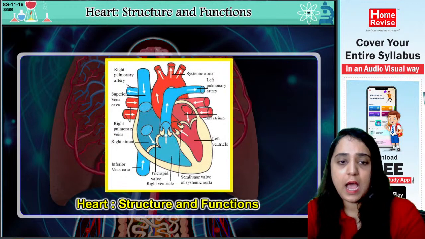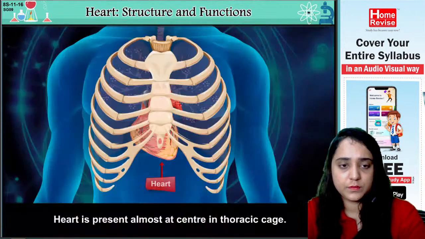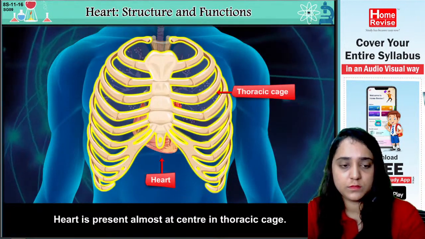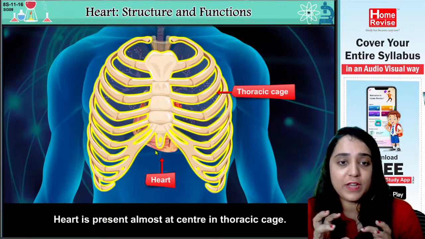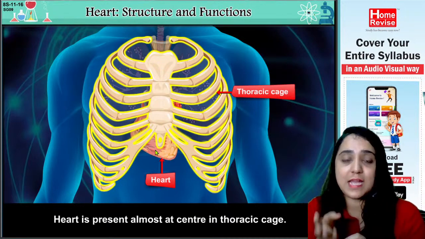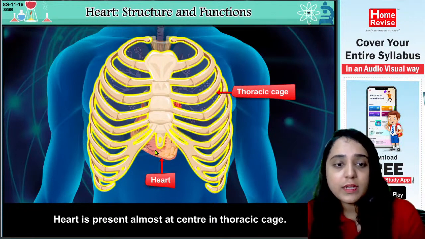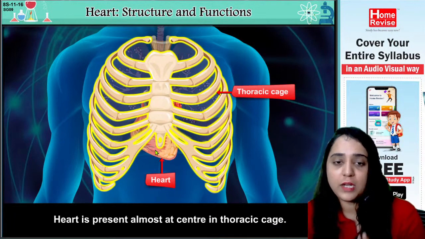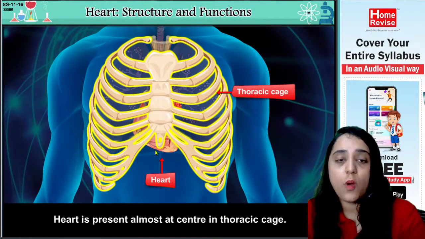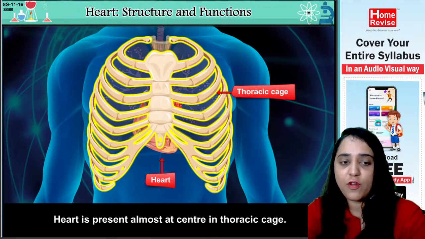Now let's see heart structure and functions. The heart is present almost at the center in the thoracic cage. Earlier we have seen that the lungs cover the majority part of the thoracic cage, and we have lungs on either side of the heart. So the heart is present almost at the center. Can you see the heart is present almost at the center of the cage?